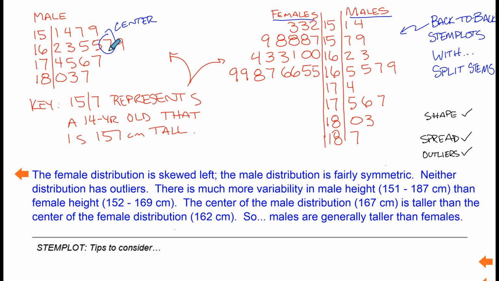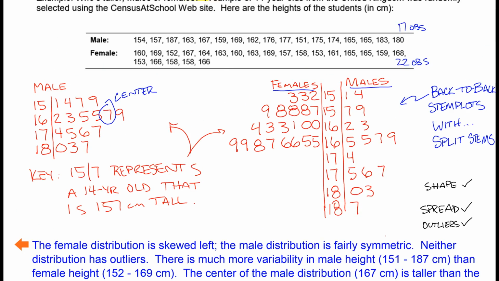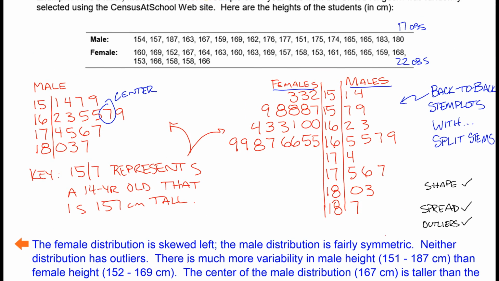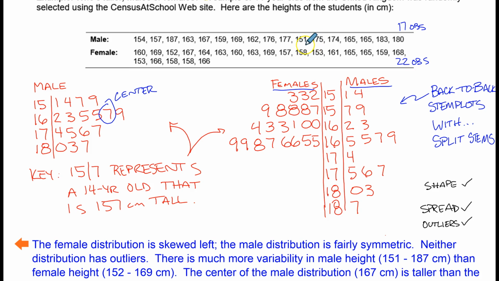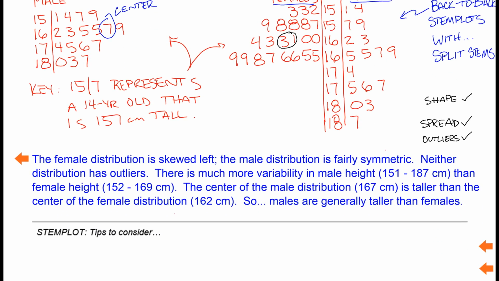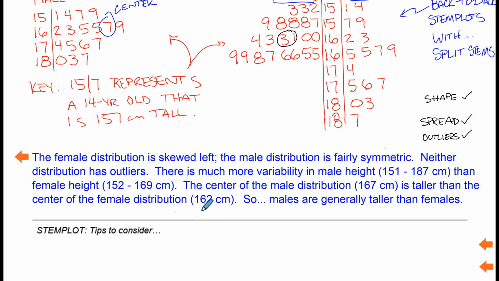The female distribution has, I think I counted it up here, 22 observations, so 11 to the left of the center and 11 to the right. That means I need to find the 11th and 12th observation. Whatever the average of those is will be my center. So let's see, 1, 2, 3, 4, 5, 6, 7, 8, 9, 10, 11, and 12. So the 11th and 12th observations are right there. So that's how I came up with an answer of 162 as the center of the female distribution. So I do now have to check off center because I described center. Check.